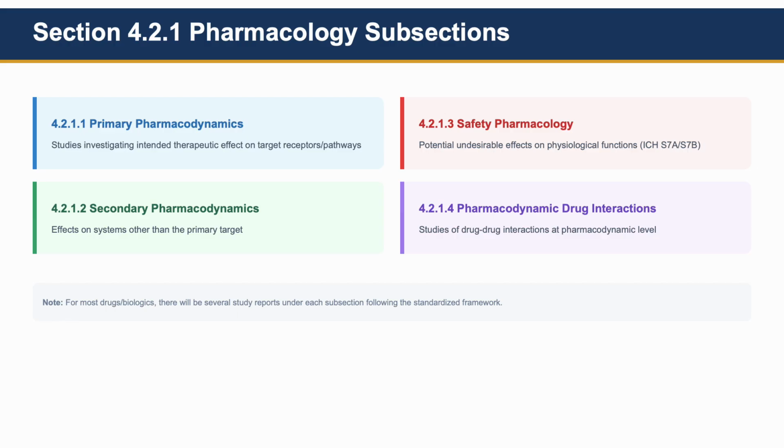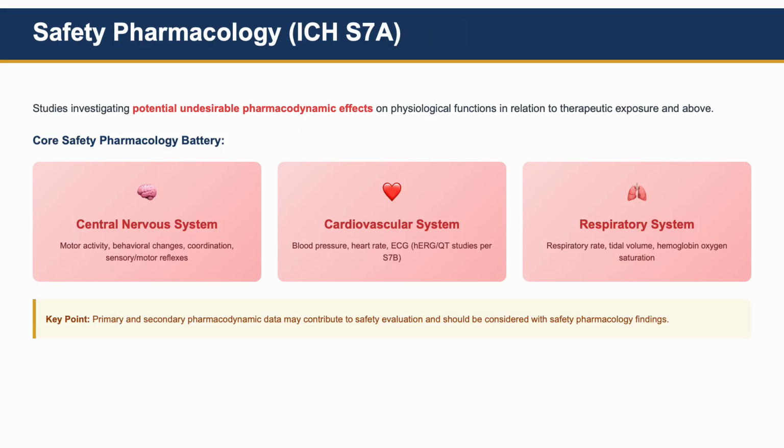For most drugs and biologics, there will be several study reports under each of these subsections. Safety pharmacology studies, guided by ICH S7A, investigate potential undesirable pharmacodynamic effects on physiological functions at therapeutic exposure levels and above. The core safety pharmacology battery examines 3 critical organ systems. Central nervous system assessments evaluate motor activity, behavioral changes, coordination, and sensory motor reflexes.